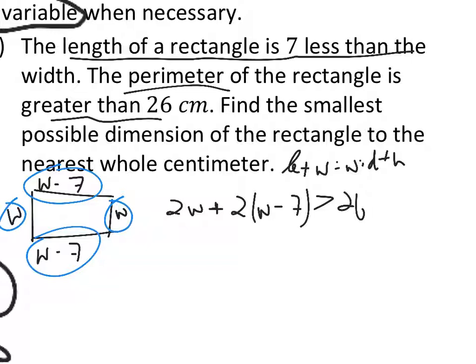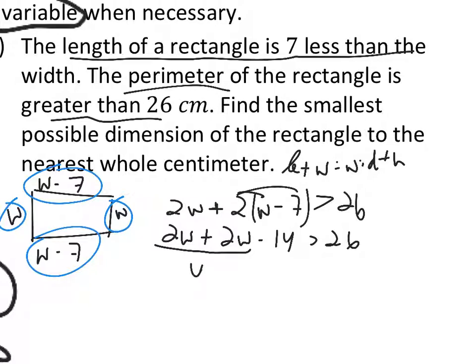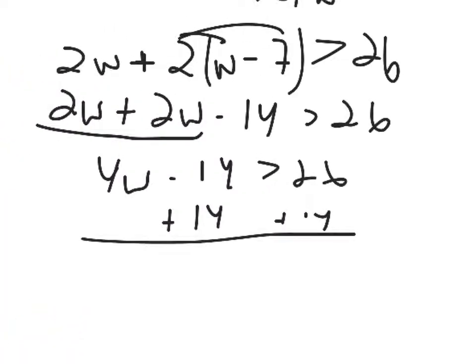I'm going to start by, again, distributing. So I have 2W plus 2W minus 14 is greater than 26. These are like terms, so before I move anything, I'm just going to add those. 4W minus 14 is greater than 26. So I'm going to add 14 to both sides. So then I have 4W is greater than 40. Divide both sides by 4. And I have W is greater than 10.